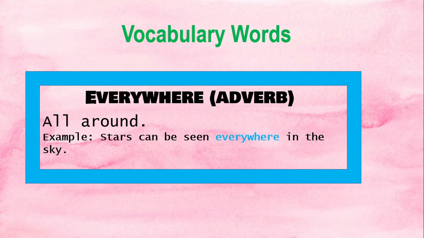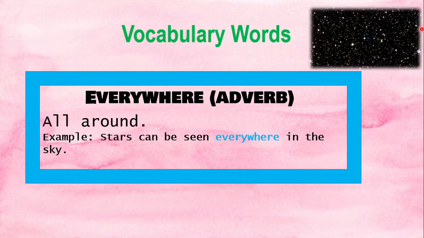All around. For example, stars can be seen everywhere in the sky. So where can stars be seen? Everywhere. Everywhere is the vocabulary word. What does it mean? All around. So the stars can be seen everywhere in the sky. See? Here it is spread. The stars can be seen everywhere.